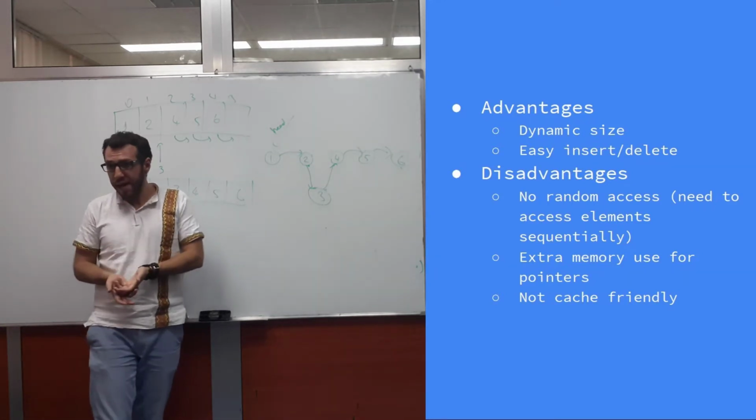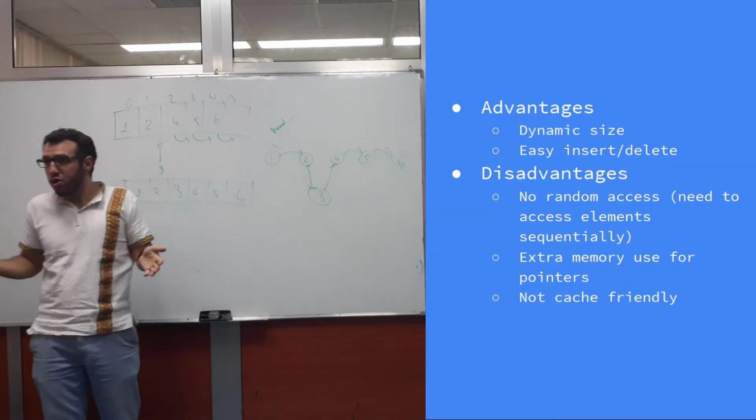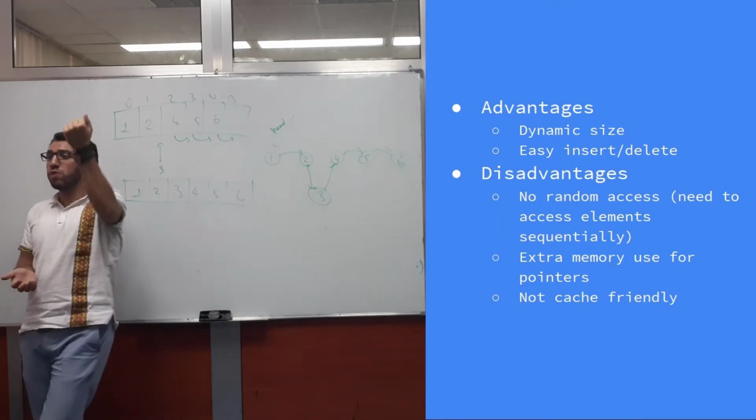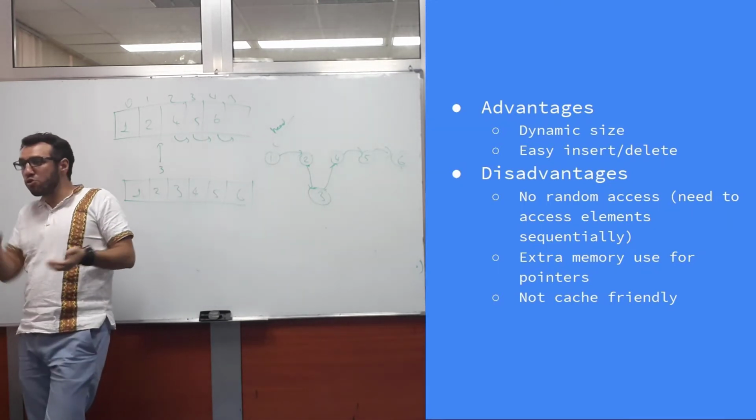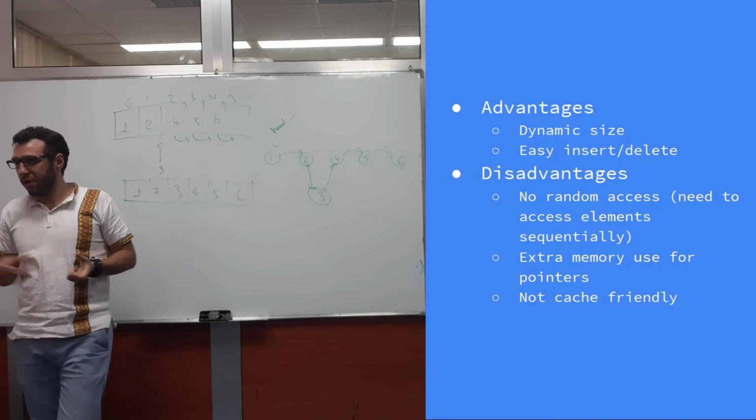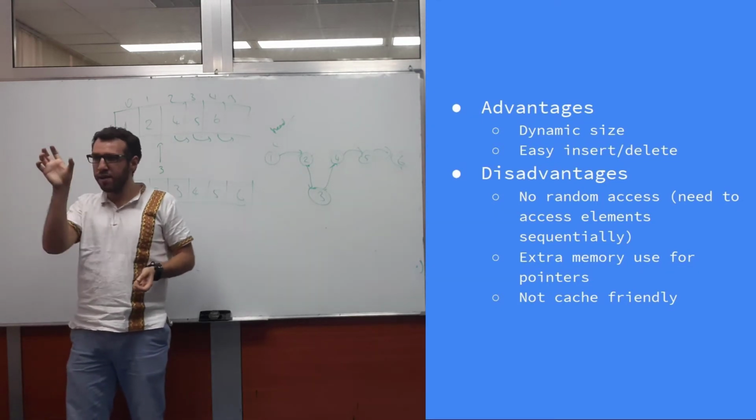But when it comes to arrays, since they are consecutive in memory, they are very cache friendly. Once you reach the ith element, you can assume that i plus 1 is going to be in the cache, because as you know, data is read in chunks.